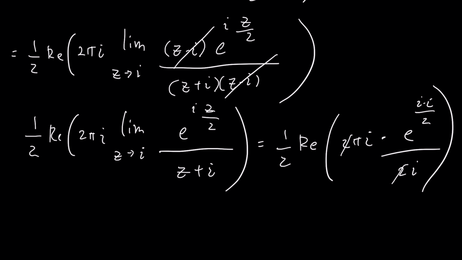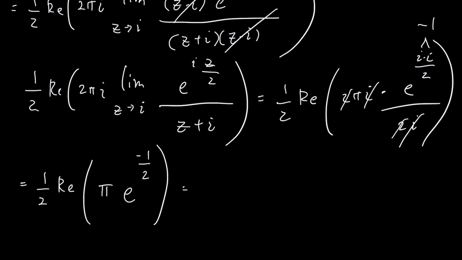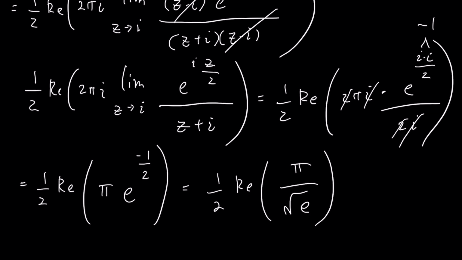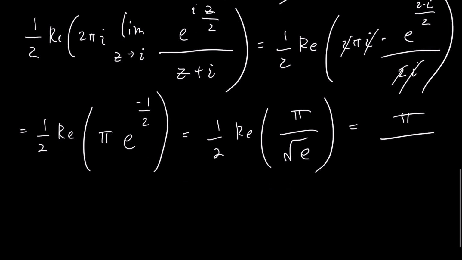The 2's cancel, the i's cancel, and i times i is -1. So we're just left with 1/2 the real part of pi e to the minus a half power, or 1/2 the real part of pi over the square root of e. The real part of a real number is just the number itself. So we're left with pi divided by 2 times the square root of e.